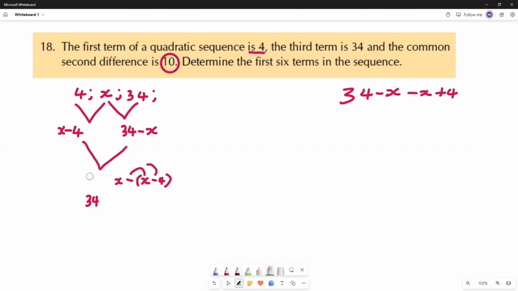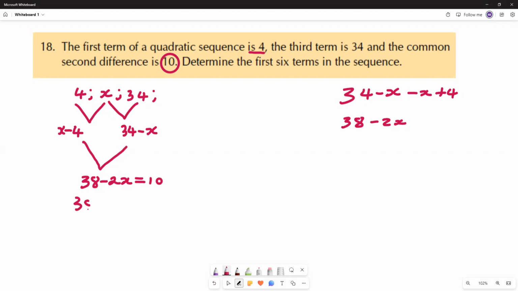So I get that, right? Sharp. Now, what does that simplify to? It's going to be 38 minus 2x. So here I have 38 minus 2x. And I know that this is the second difference, this is the first difference. And they told me that the second difference is equal to 10. You see? So I can basically solve for x now.